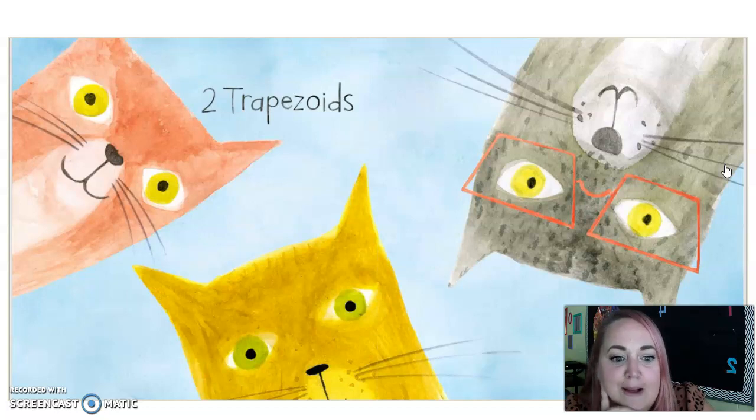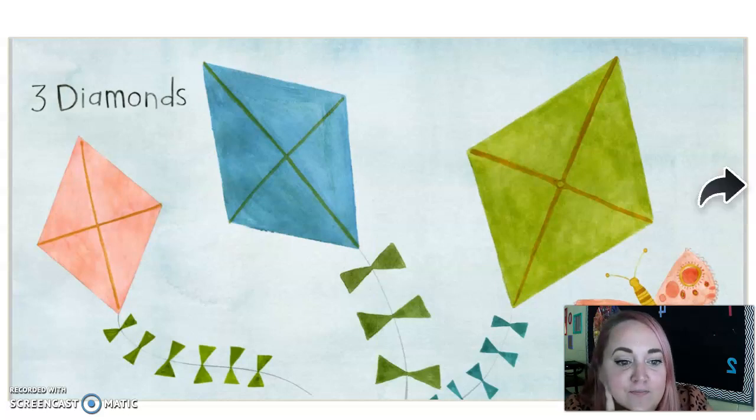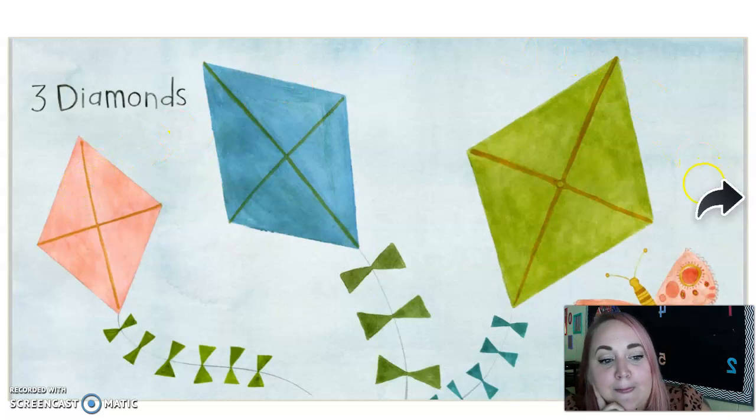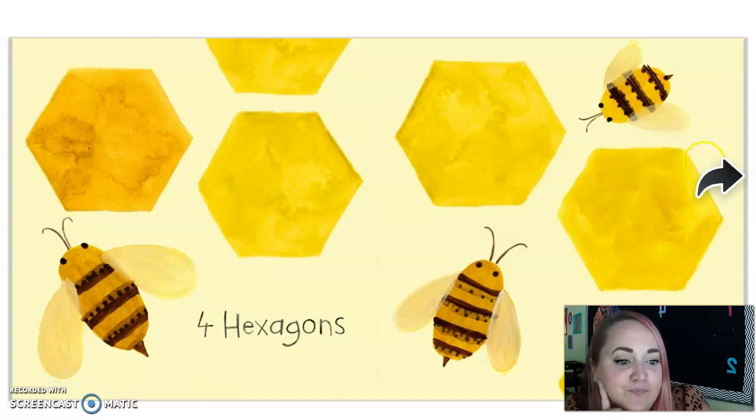2 trapezoids. The trapezoids are the cat's glasses. 1, 2. 3 diamonds. What object is a diamond? The kites. 1, 2, 3. 4 hexagons. 1, 2, 3, 4.